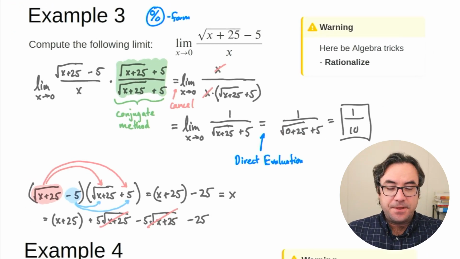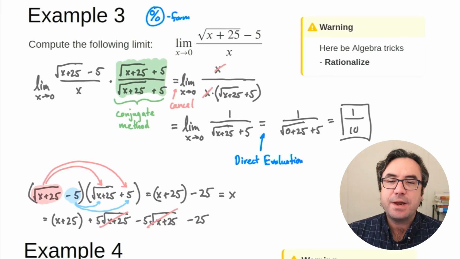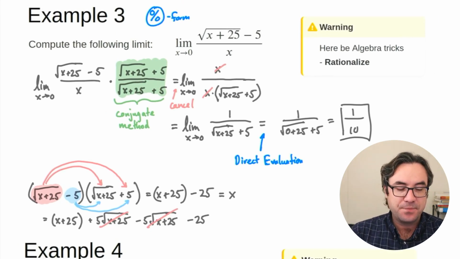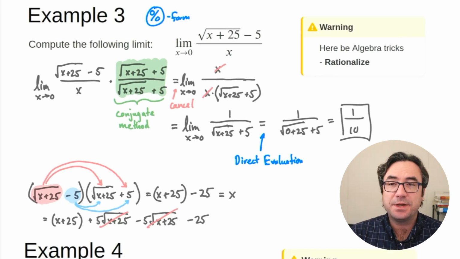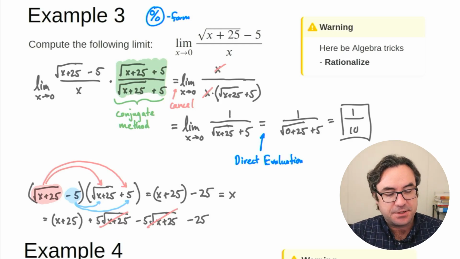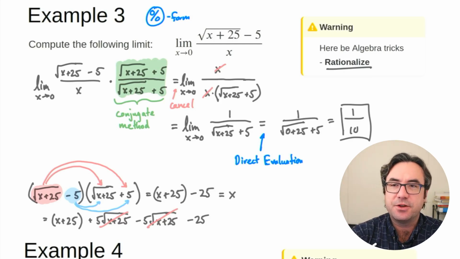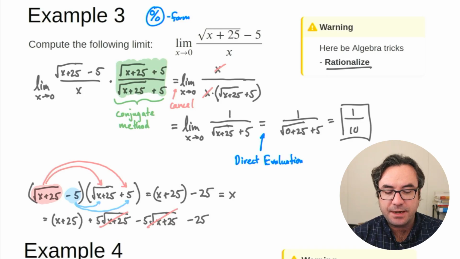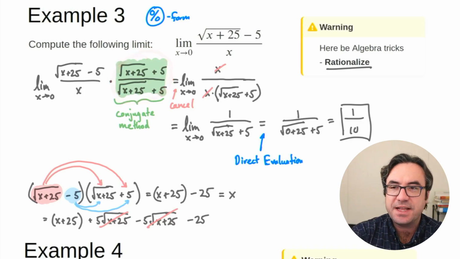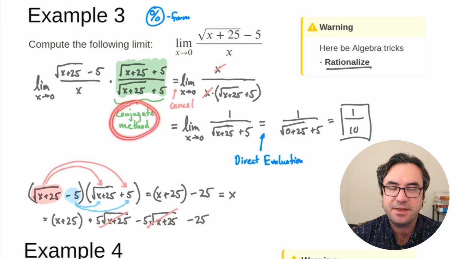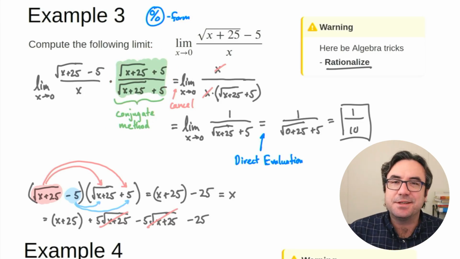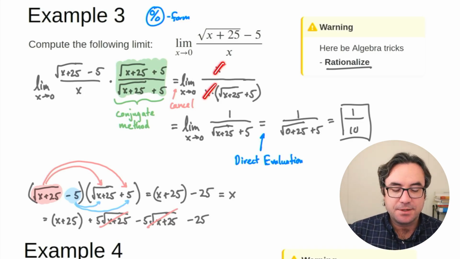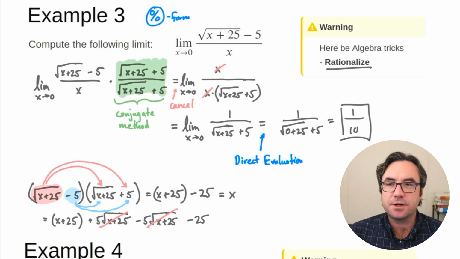All right, so this is just another little technique that we have at our disposal to help us deal with these 0 over 0 forms. What we're doing is rationalizing the numerator, and the way we do that is by multiplying by this fancy one term. So we're multiplying by the conjugate here. And then we get to the canceling step. So we get that term canceled out, and then we can do our direct evaluation. So just another little technique here.